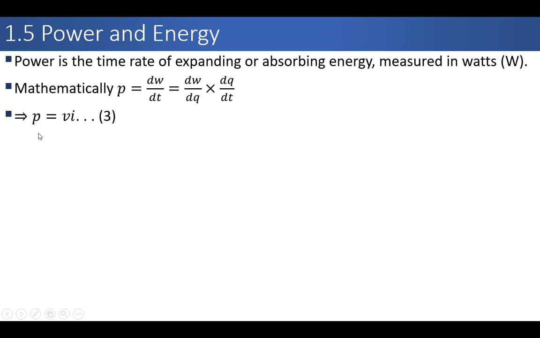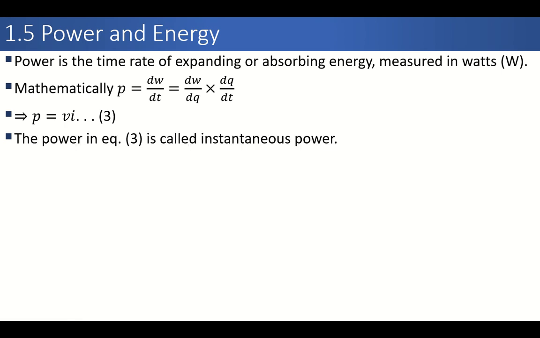So you can see that power can be positive, or negative, or zero. Power is still a scalar quantity. The power in equation 3 is called instantaneous power. Because current and voltage could be changing quantities, power is also changing. So in that case we say that power is instantaneous.